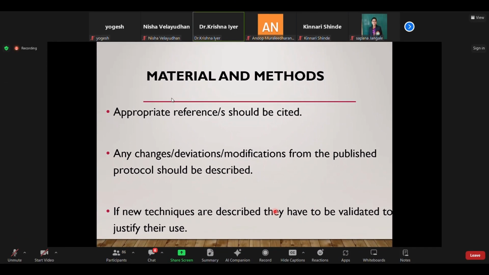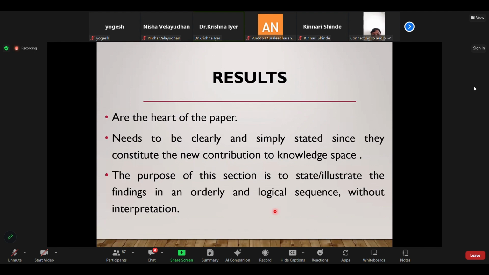Then you make sure that you also describe how they were validated so that you can continue to use them as part of this paper. Okay, and this is all part and parcel of your materials and methods.